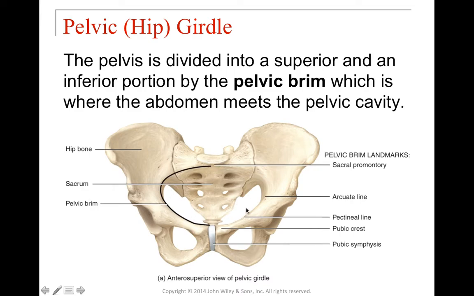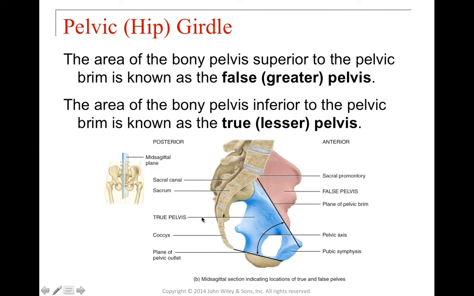It's basically where the abdomen is going to meet the pelvic cavity. Now again, here's the sacrum. The sacrum is going to interact directly with these hip bones here. Some other pelvic brim landmarks are the sacral promontory here at the edge of the sacrum, and that's going to go all the way to the pubic crest, which aligns here at the pubic symphysis. Then another thing is the arcuate line, which is also part of the pelvic brim.